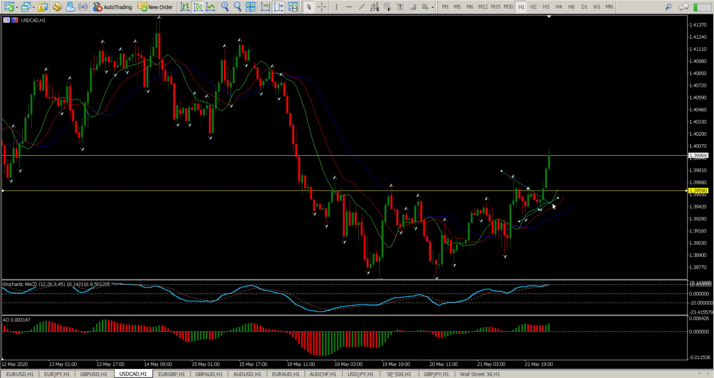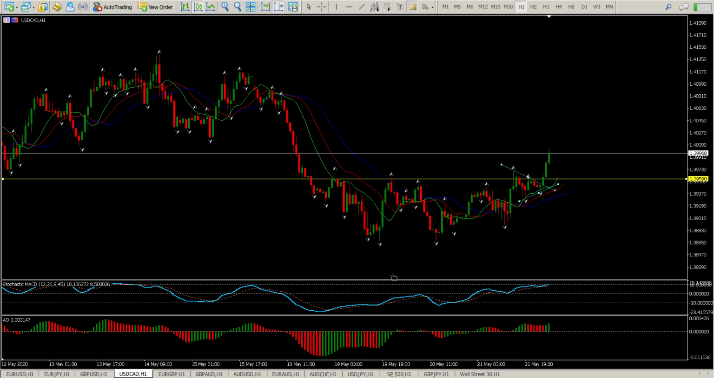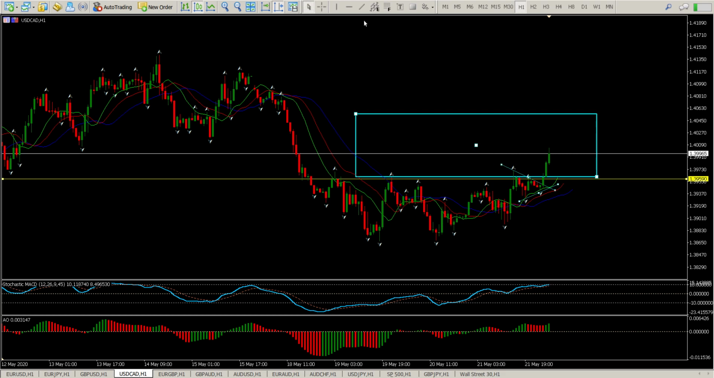Okay, so what you're looking for is the first pullback. You're looking for a higher low to form, and once that higher low is formed, you should get an opportunity to be in on this trade. Just from a price action perspective as well, you do have this pretty big, let's just call it a range for now. You could call it a double head and shoulders, but that's the structure.